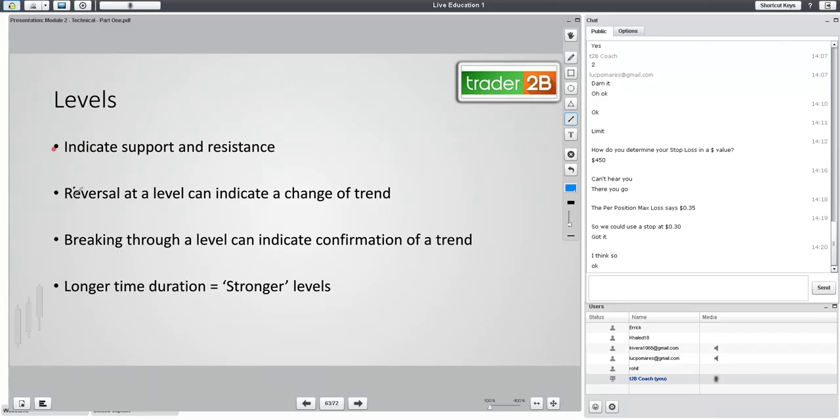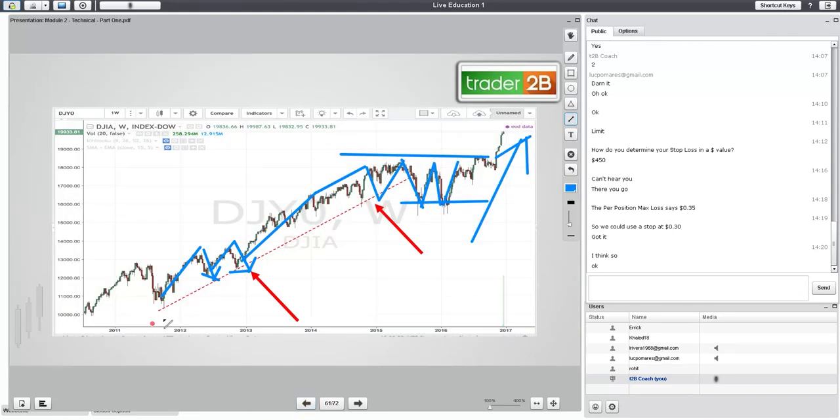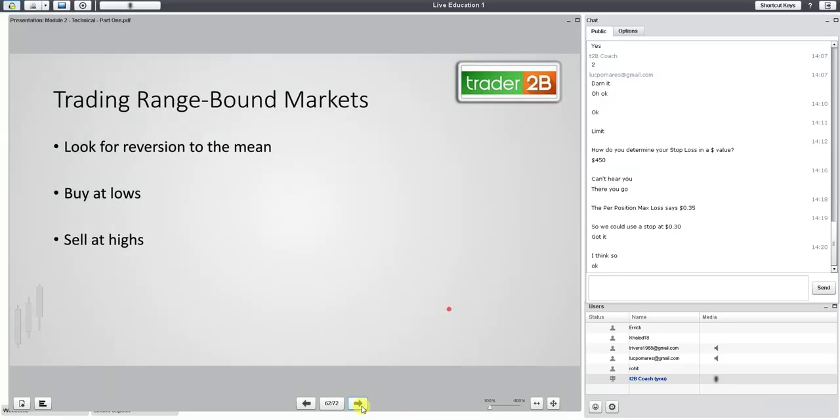Okay, levels. Levels indicate support and resistance. Reversals at a level can indicate a change in the trend. Breaking through a level can indicate confirmation of a trend. Longer time duration equals stronger trend. So again, this is what I was referring to when I was talking about longer term durations. As we can see down here in the time frame, this is a very long term duration, and so the trend is very much still intact.